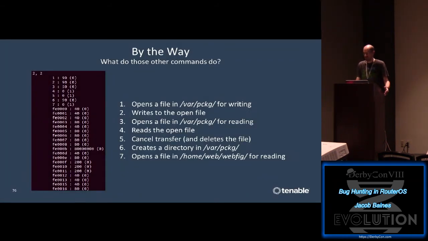And by the way, since we're already here, why don't we just check out the other unknown commands for handler 2. After poking around a bit, I found that commands 1 through 7 do the following. 1 opens a file for writing, 2 writes to that file. 3 opens a file for reading, and 4 reads the open file. 5 cancels the transfer and deletes the file. 6 creates a directory in /package, and as we know, 7 opens a file for reading.